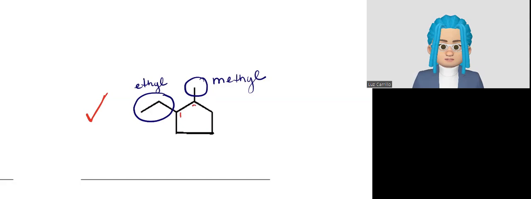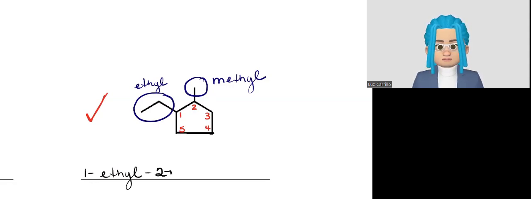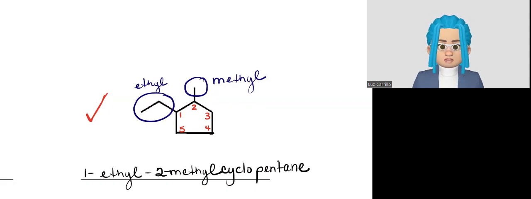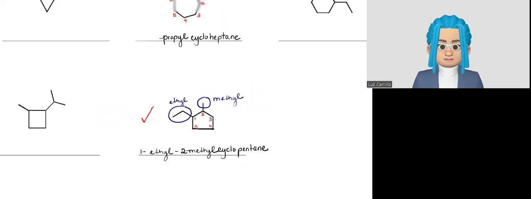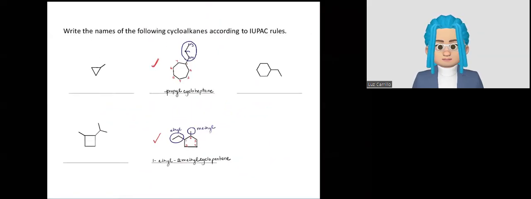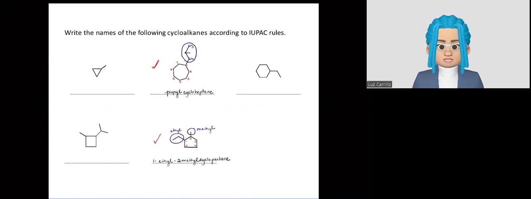So if this is carbon 1, this is 2, this is 3, 4, 5. So on carbon 1, I have an ethyl group. On carbon number 2, I have a methyl group. And since there's 5 carbons in the cyclic alkane, cyclopentane. Make sure that you practice with the other molecules that we have on this slide.